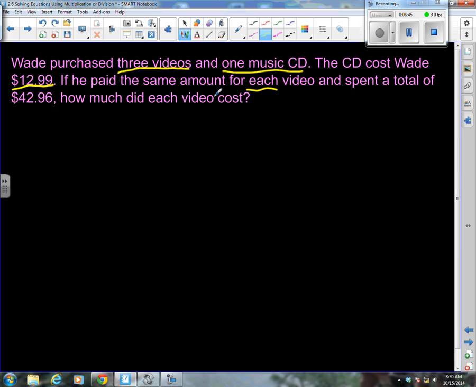And spend a total of $42.96. We always want to know what the total is. How much did each video cost? Now the question is always a variable. We don't know how much each video costs, so we give it a variable, which is x. Okay, now when we set up an equation, we put the total on one side, and the total is $42.96. Now everything on this side has to add up to equal this total.